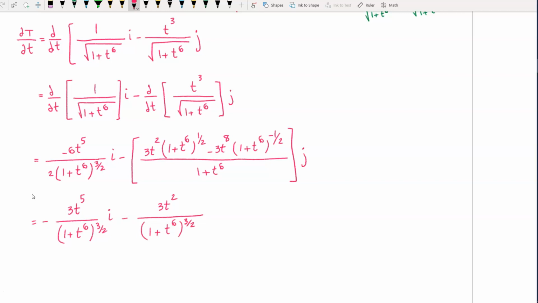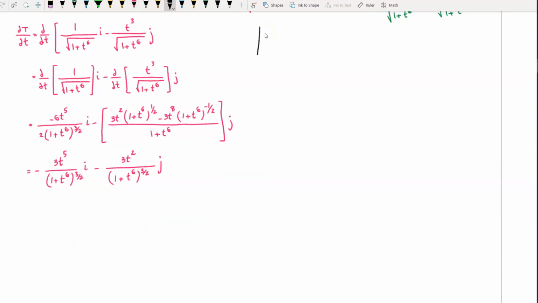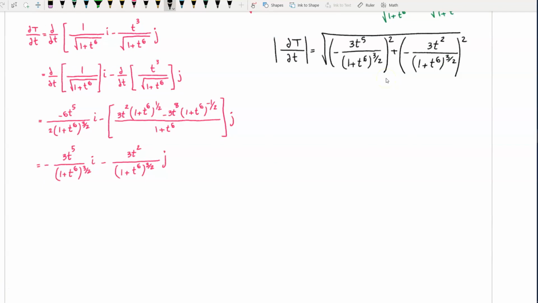Here the power is 3 over 2 times j. Next, find the magnitude of the first derivative of the unit tangent vector T with respect to t. This is equal to the square root of (-3t to the 5th power divided by (1 plus t to the 6th power)), where the power is 3 over 2, plus (-3t squared over (1 plus t to the 6th power)), where the power again is 3 over 2, all squared.